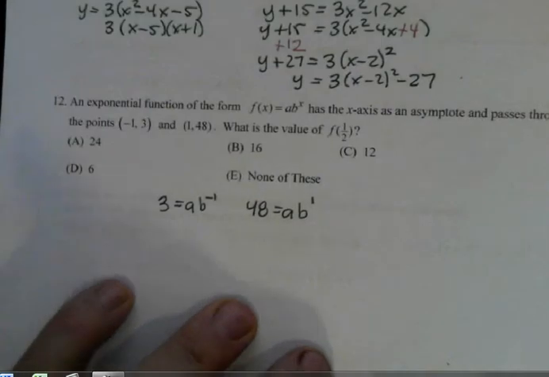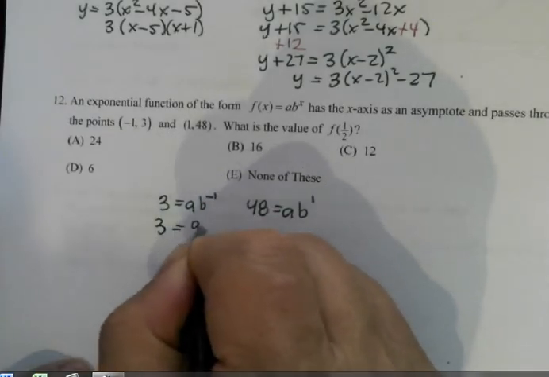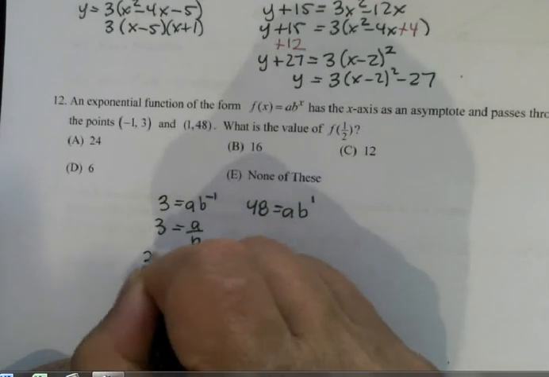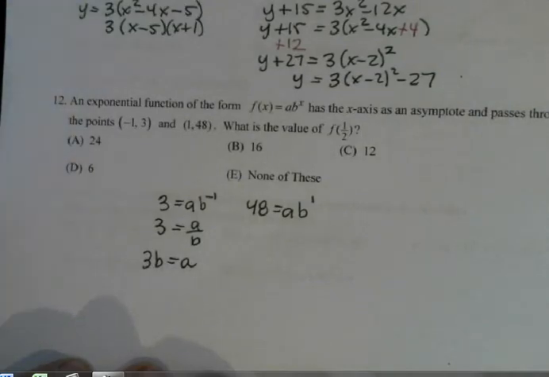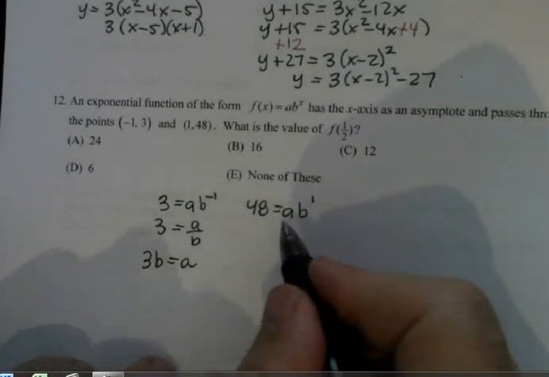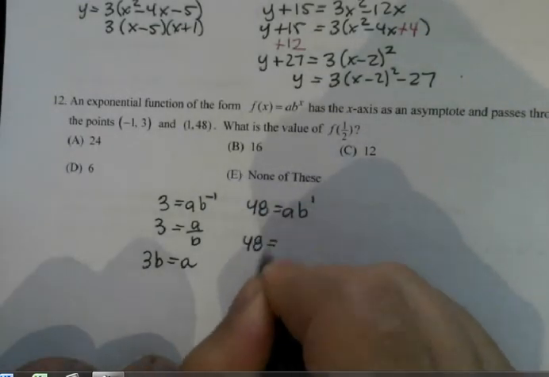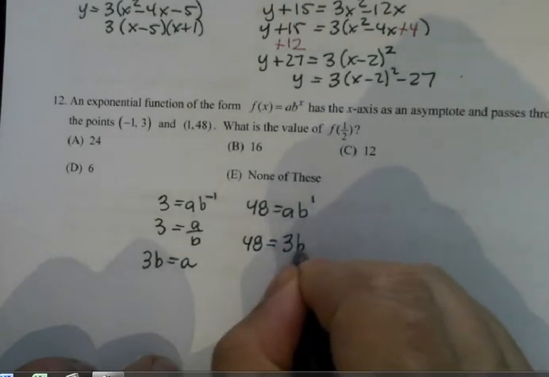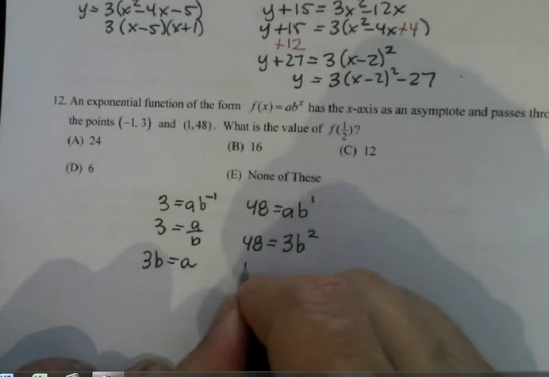So that would be ab to the first. This one I can rewrite as 3 equals 1 over b times a, so a over b. So I get 3b is equal to a. Well, I'm going to use substitution to substitute back in. So we've got 48 is equal to 3b times b. So I get 3b squared. Now I'm going to solve for my b. So divide by 3, that's 16.